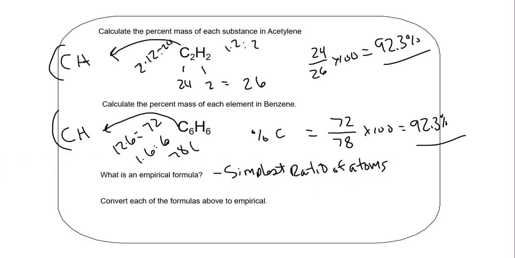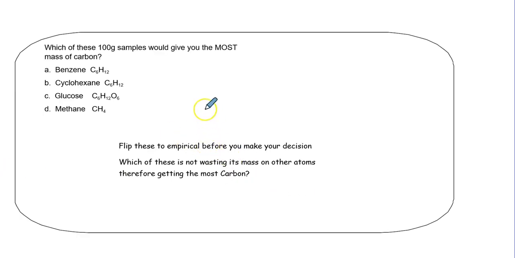Interesting. Okay. So which of these 100 gram samples would give you the most mass of carbon? So think about that for a second. A few things you might want to consider here. Let's flip these to empirical formulas first. Which of these is not wasting mass on other things? So each of these has 100 grams. How much of it is actually carbon? So this guy is CH2. Now this is benzene, C6H6. So I'm going to change that to CH.